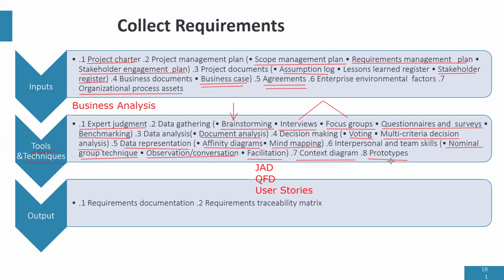Prototypes help us to gather requirements. Just imagine you want to build a house and you have a prototype of the house. By looking at the prototype, you can give the builder your requirements. "No, I don't like the garage here. Can you move the garage?" We can use a prototype to gather requirements. So at the end of the day, we have what we call requirements documentation. That means using different tools and techniques, we've documented a number of requirements, and we've also been able to trace the requirements using the requirements traceability matrix.